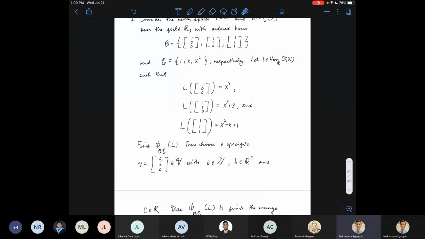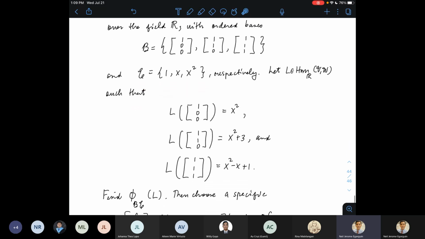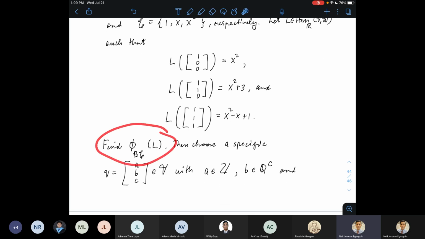This problem gives you vector space V to be R3 and W to be the set of all polynomials of degree 2 or less. I gave you the basis (1,0,0), (1,1,0), and (1,1,1) for the domain, and the canonical basis for the codomain. I gave you how L acts on the basis elements of your domain. And then what I'm asking you to do is to find the matrix representation of L.